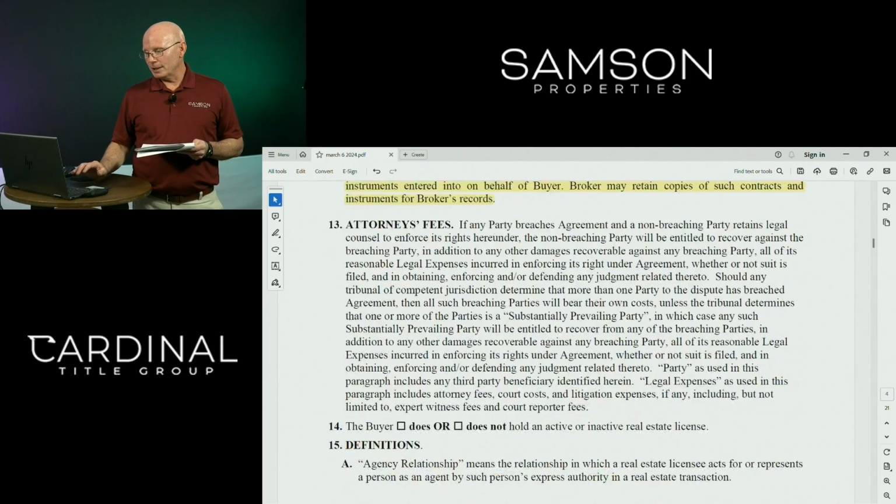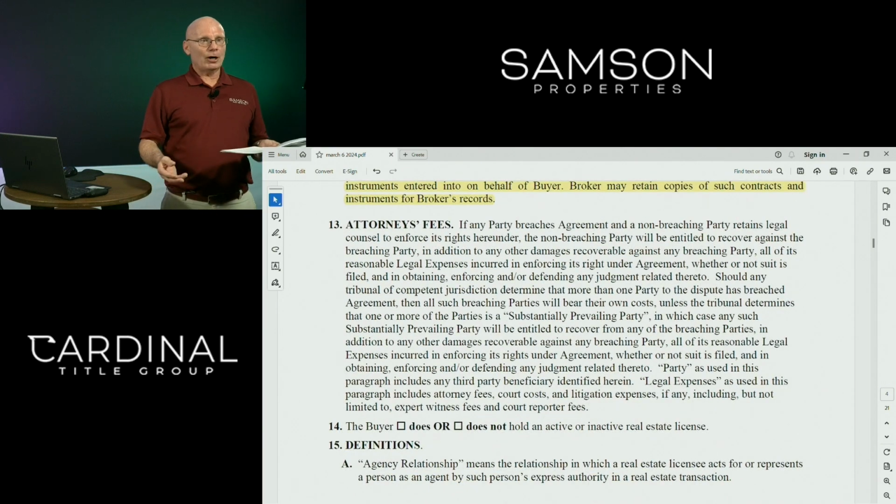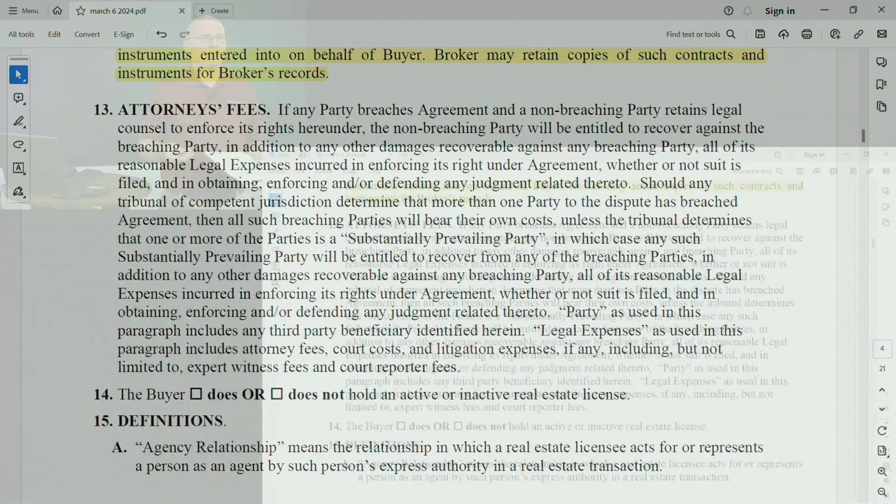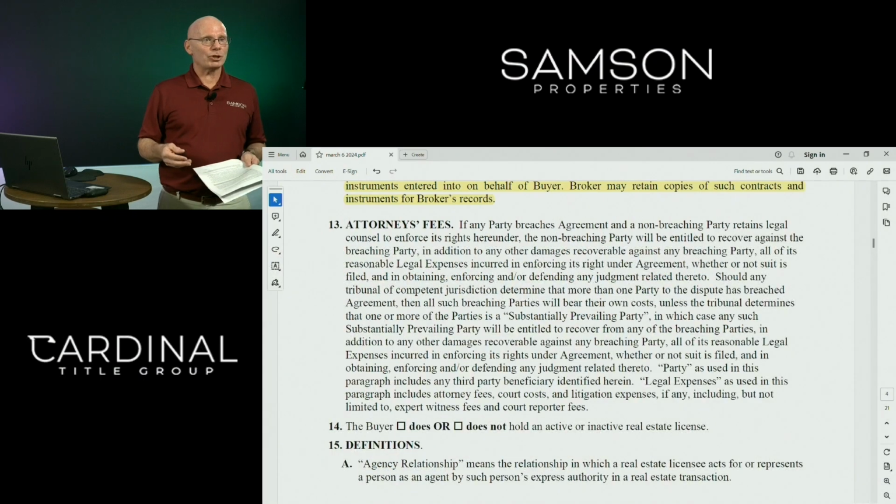Paragraph 13 is attorney's fees. This paragraph only comes up when you get into problems in your contract. The buyer may say, hey, who pays for these? Does Samson have an in-house attorney or counsel that I can confer with? The answer is no, we don't. If the buyer gets into a position where they need legal representation, we do have a list of recommended attorneys that we can offer out to them. However, that is outside of the terms of this contract.